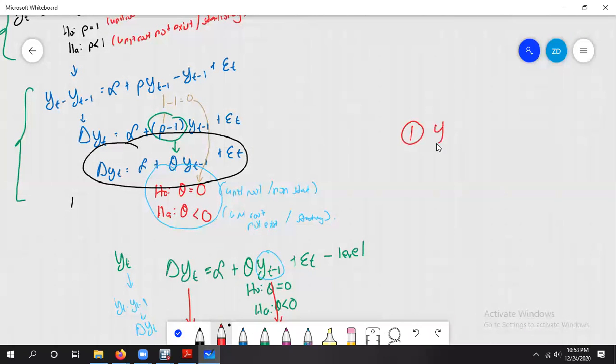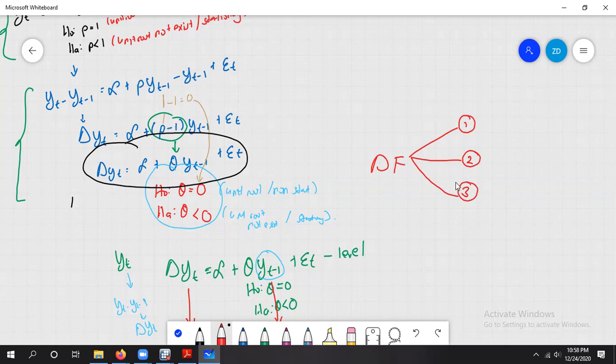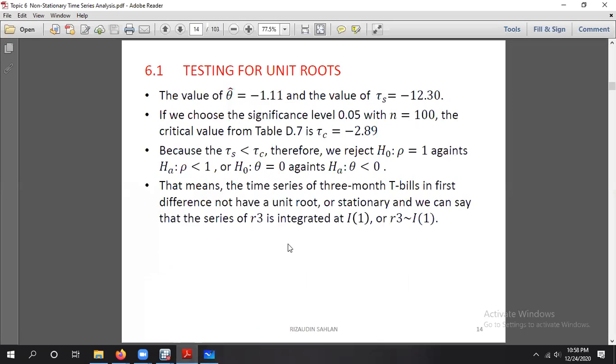Okay, so we regress, let's say, yt on alpha plus theta. I forgot to tell you that, to perform the Dickey-Fuller test, we have three types of Dickey-Fuller test. The first one is without intercept, the second one is with intercept, and the third one is intercept and the trend. Based on this table.